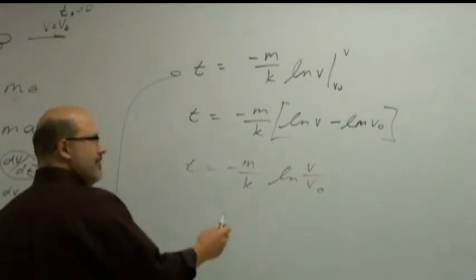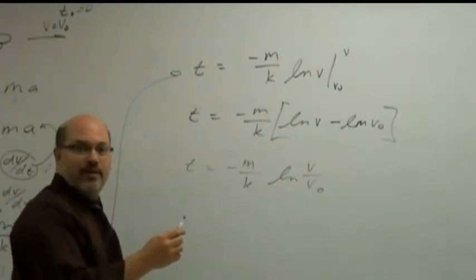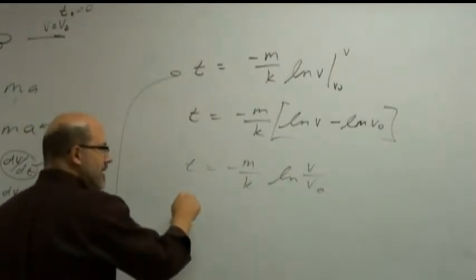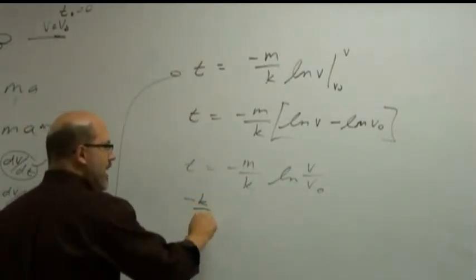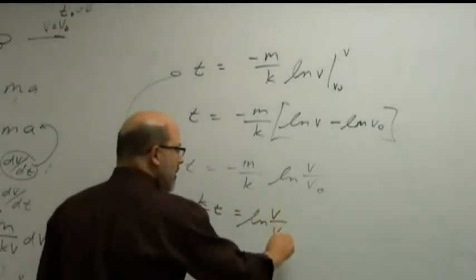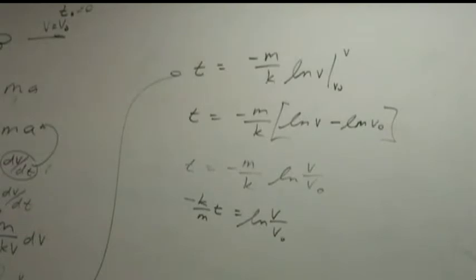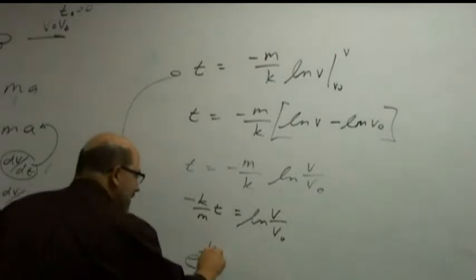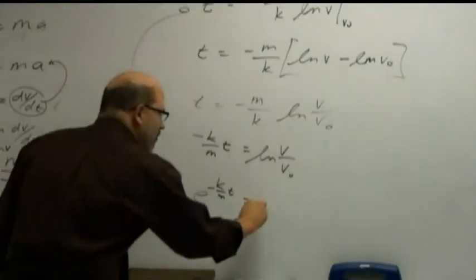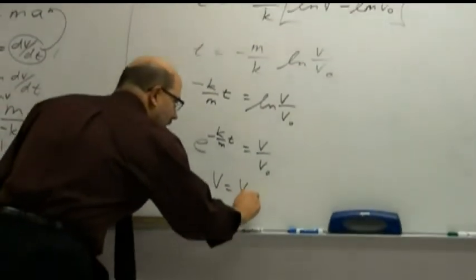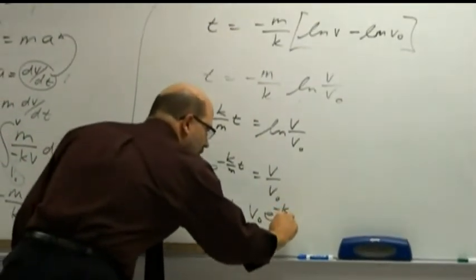So look what I'm going to do now. I move this to the other side. That becomes negative k over m times t equals ln v over v naught. I want to get rid of the natural log because I want to end up with v equals. So e to the negative k over m t equals v over v naught. So v equals v naught e to the negative k over m t.